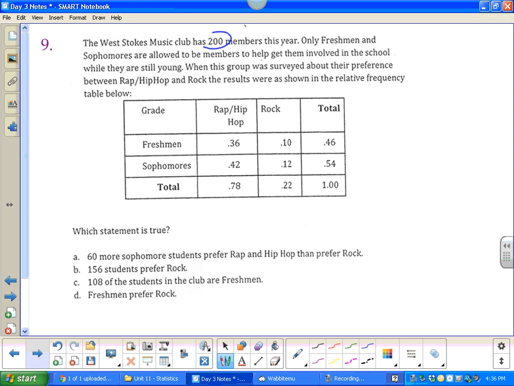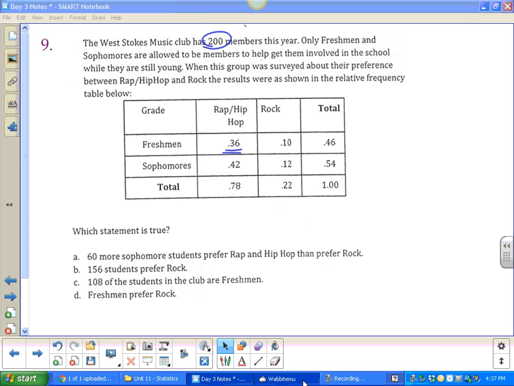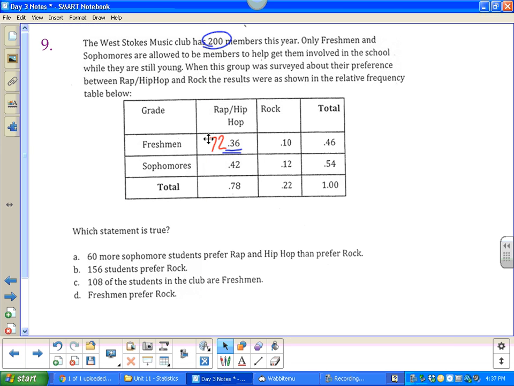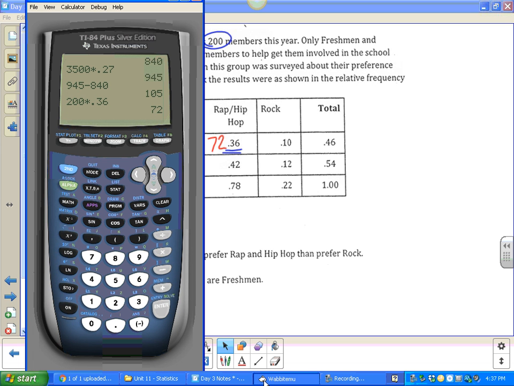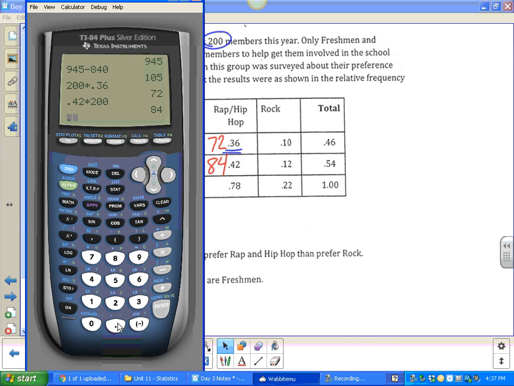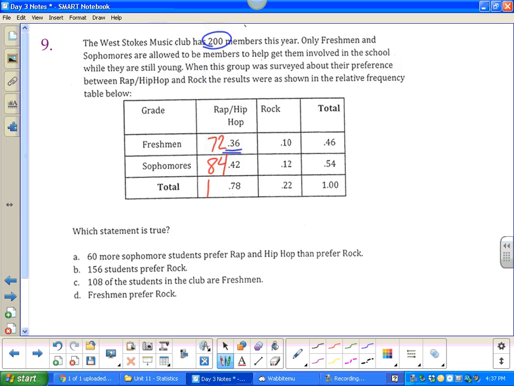So I have 200 members. 36% of them are freshmen who like rap and hip hop. So I'm going to take my calculator and figure out how many people this is. So that's 72 people. And then I'm going to keep going and break all these down. That's 84. That's 156.